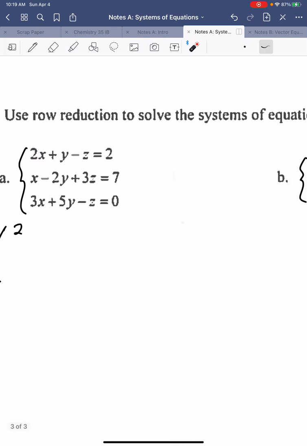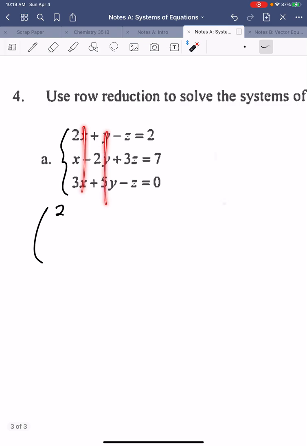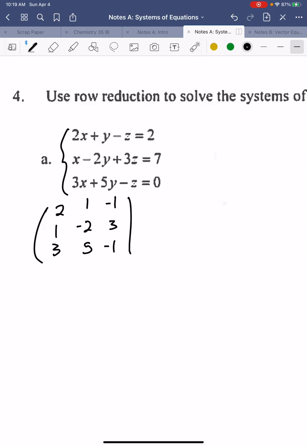And there's also 3 variables. So there's going to be 3 variable columns and then an equals column. So that's 4 columns in total. Okay. So 2, 1, 3 is the x column. 1, -2, 5 is the y column. And then -1, 3, -1 is the z column. And then we have 2, 7, 0.